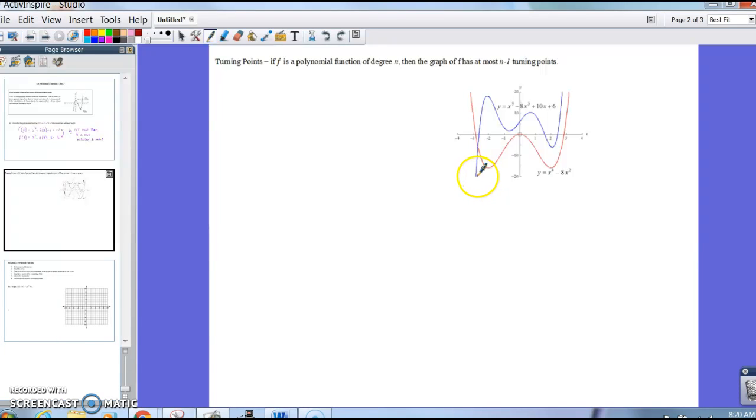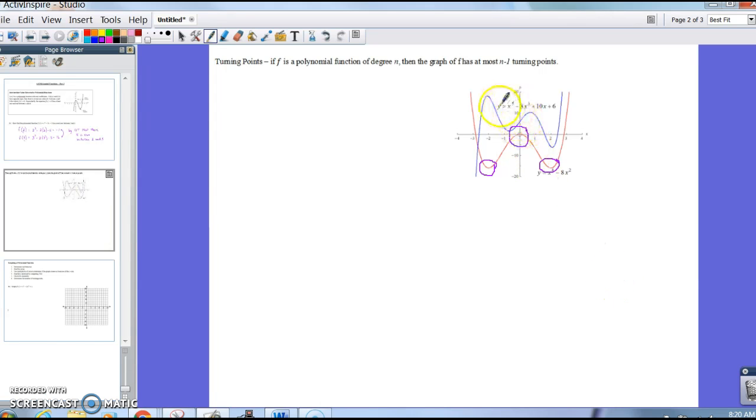A turning point is when a function changes from increasing to decreasing or decreasing to increasing. And the idea is this: whatever the degree of the polynomial is, the graph will have at most one less than that many turning points. So let me show you what I mean. This graph in red down here is a 4th degree polynomial. That's y equals x to the 4th minus 8x squared. So 1 less than 4 would be 3. So at most it has 3 turning points, which in this case it does. There's a turning point there, there's a turning point there, and there's a turning point there. Okay, so it has 3 turning points.